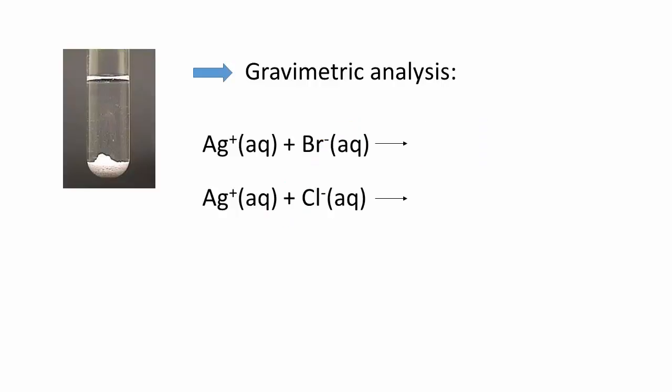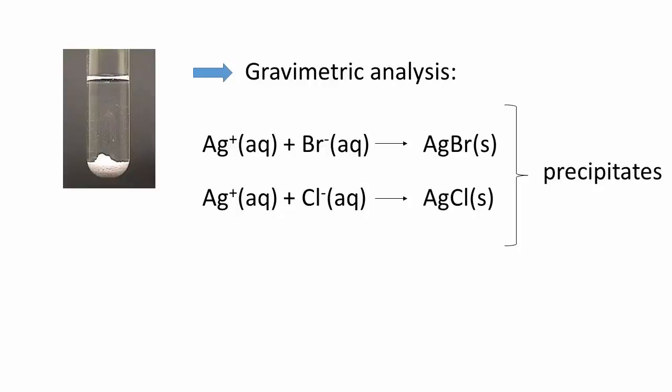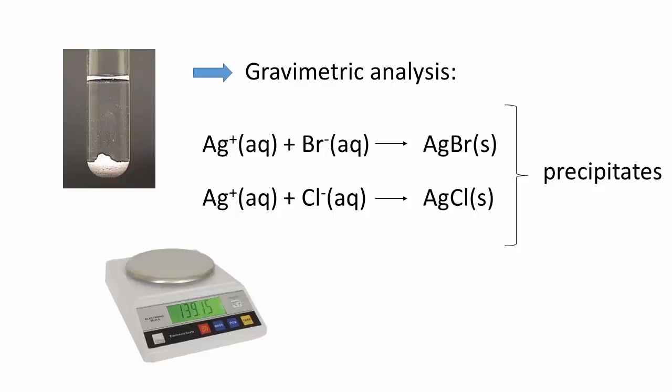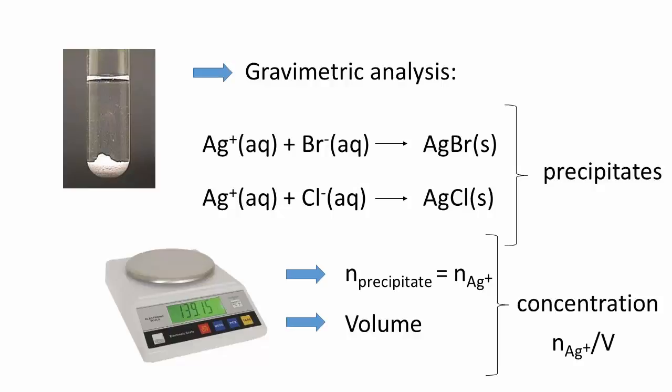However, with a silver cation, we know that anions such as chloride or bromide will form a stable solid that will fall out of the solution as a precipitate. Therefore, if we can dry off the precipitate and weigh its mass, we can figure out the number of moles of the precipitate, which in turn gives the number of moles of the silver cation originally in the solution. And if we know this, and the original volume of the solution, we can determine the original silver concentration in the solution.